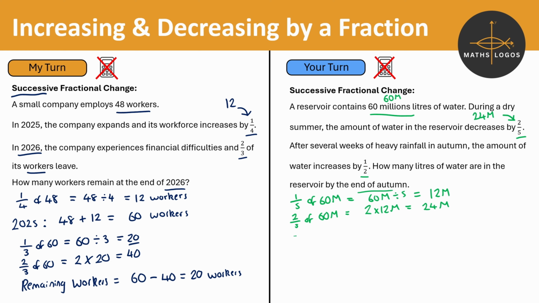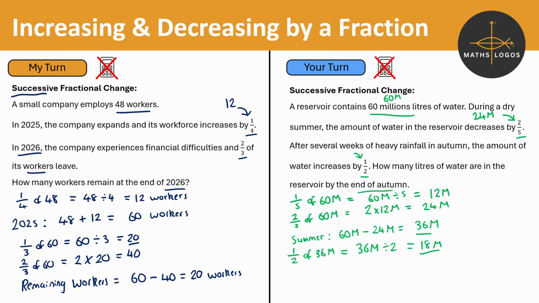Let's work out the amount of water by the end of summer. So at the end of summer, we had our original 60 million, but we've lost 24 million. And that's equal to 36 million. Then we have some rainfall. So after several weeks of heavy rainfall in autumn, the amount of water increases by 1/2. The 1/2 is of the 36 million. So let's work out 1/2 of 36 million. That's going to be equal to 36 million divided by 2, which is equal to 18 million. So this amount has increased. It's been added on to our 36.